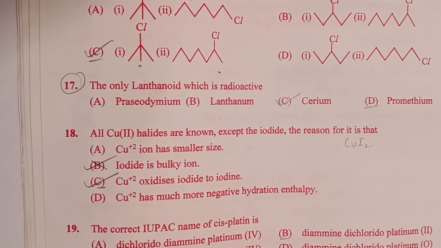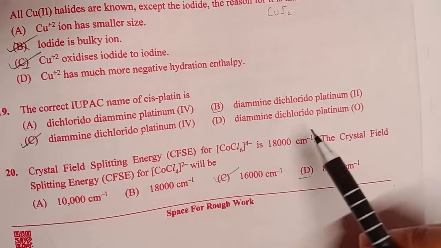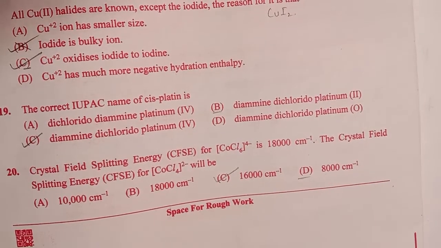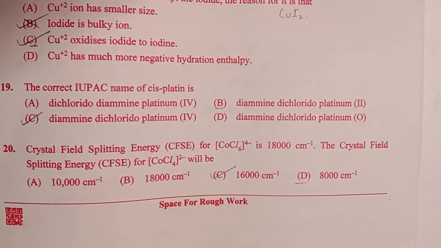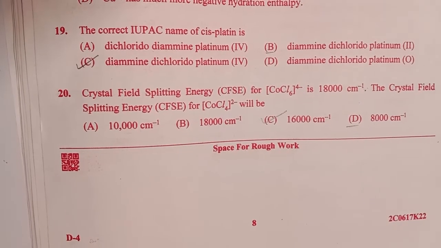Let's move to the next question. The correct IUPAC name of cisplatin is diamminedichloridoplatinum(II). It is also used in the treatment of cancer. This is a theory-based question. It is in NCERT and it's an important question, so everybody should know. Let's move to the next one.